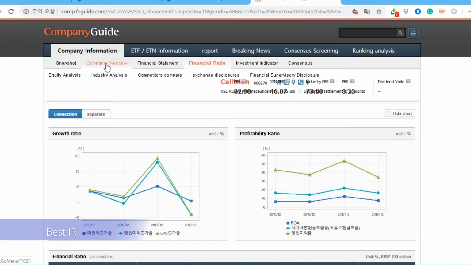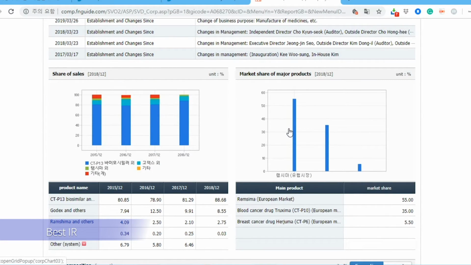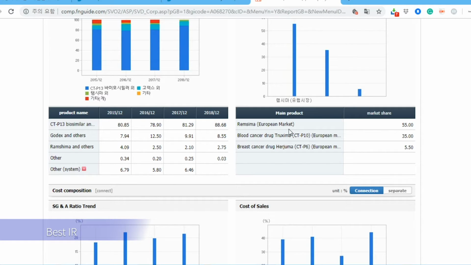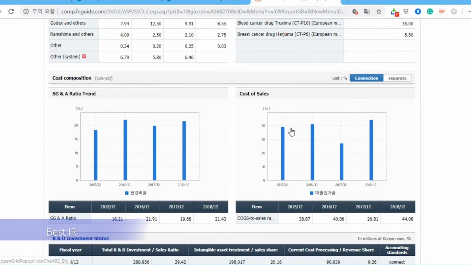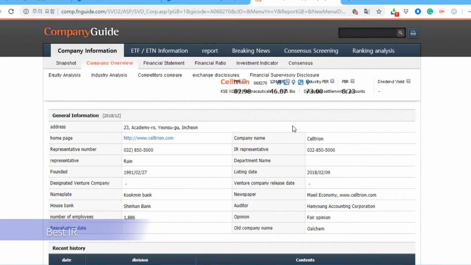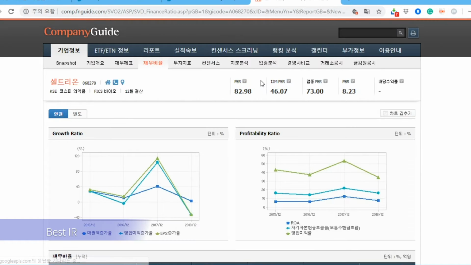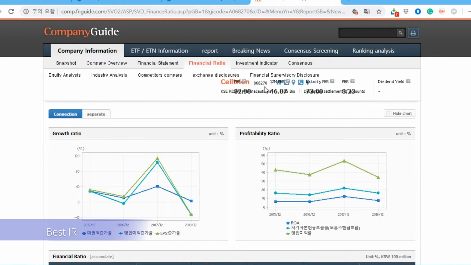Again, this company sells biosimilars along with other products, but I think the biosimilars are the most promising and most value-added products or sales they are making.